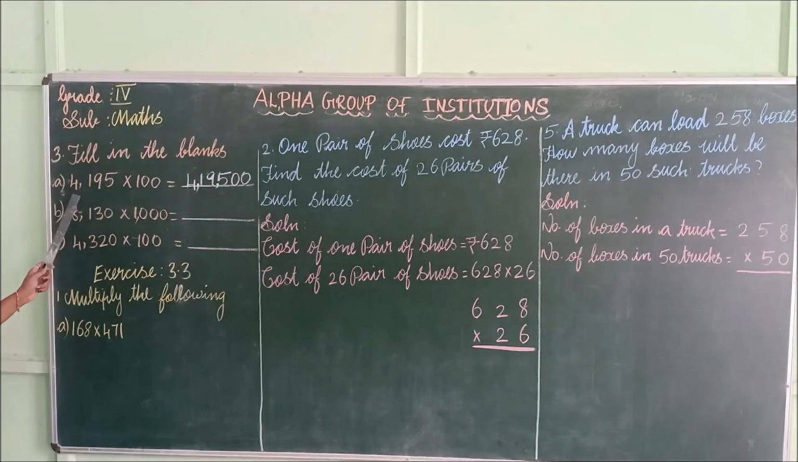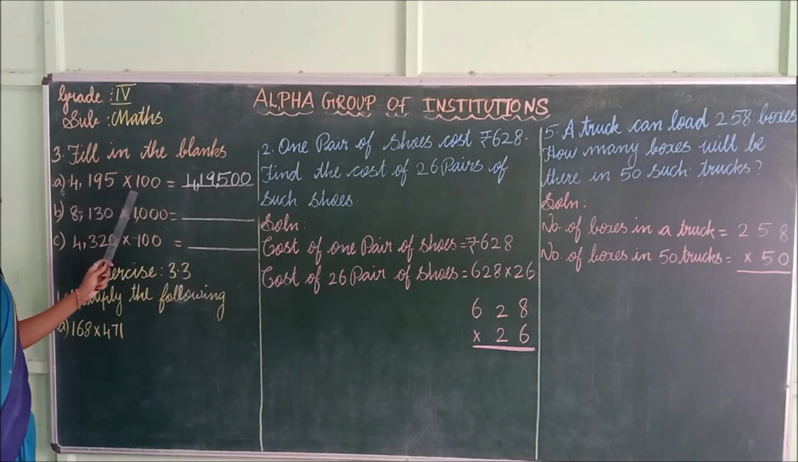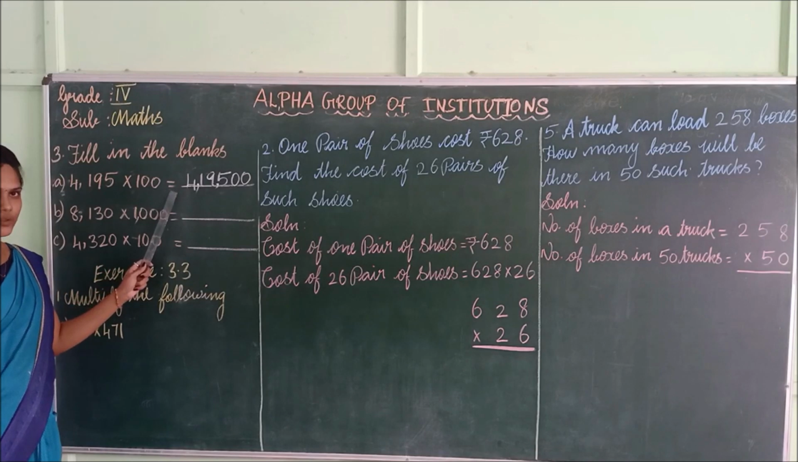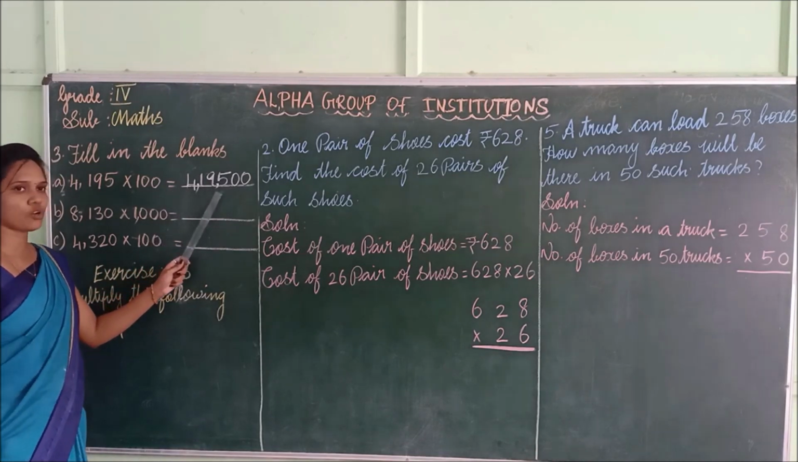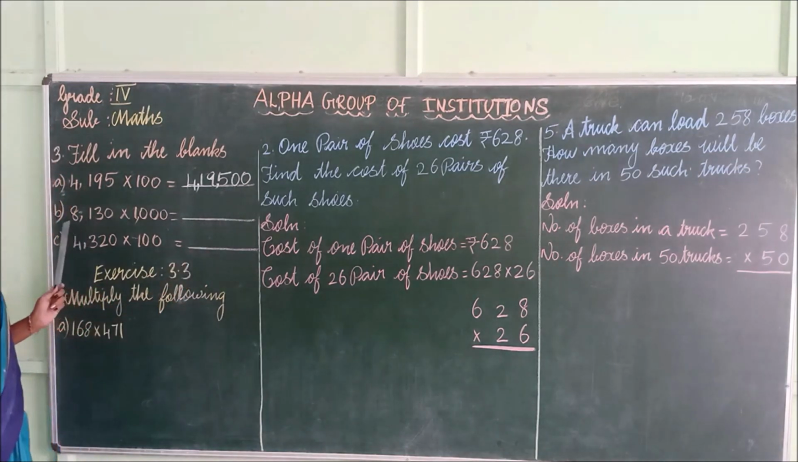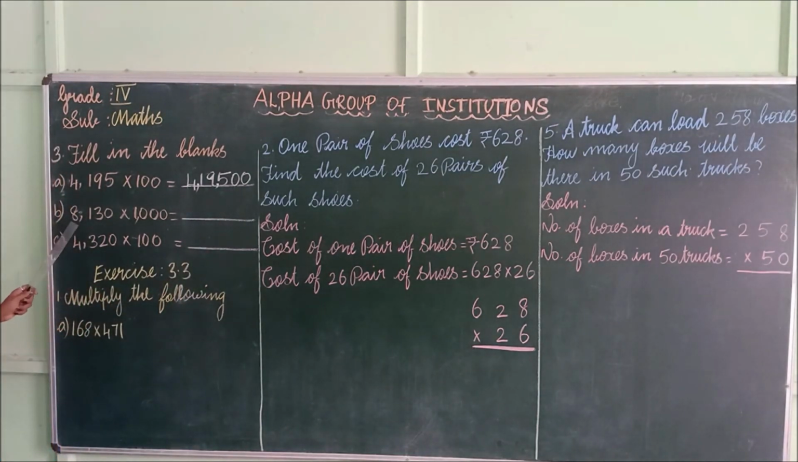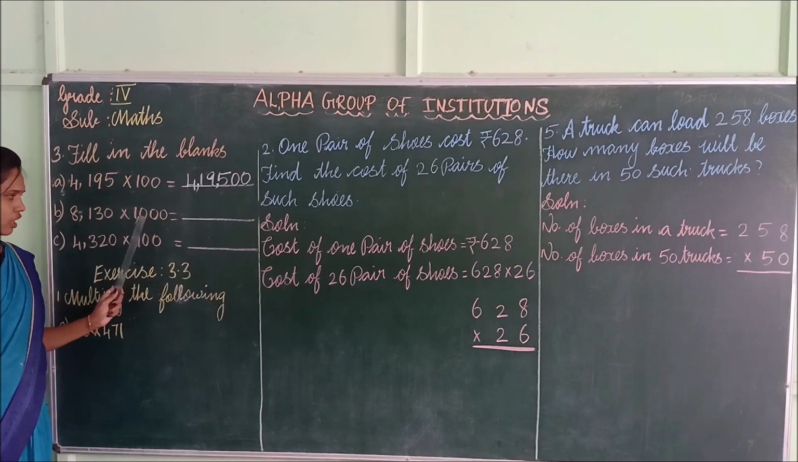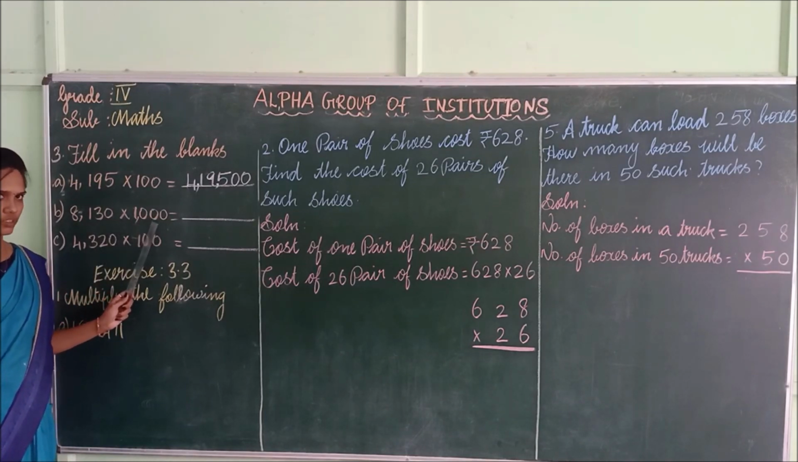Okay. After that you can put commas. Okay. See, 4,195 into 100 is equal to 4,19,500. Okay children, here? Yes. Now we move on to B problem. See here, 8,130 into 1,000. 1,000 means we have 3 zeros. Okay.